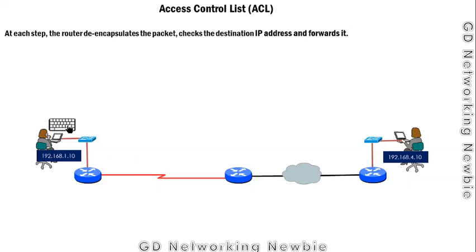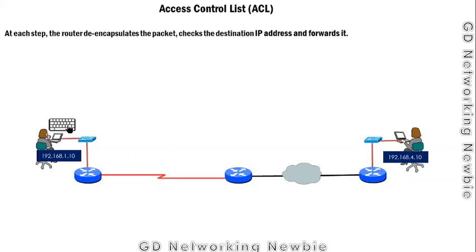Hi everyone. In this video, we are going to discuss the access control list. Before giving a formal definition of access control list, let's briefly discuss what actually happens when a router receives a frame, and what the router has to perform.